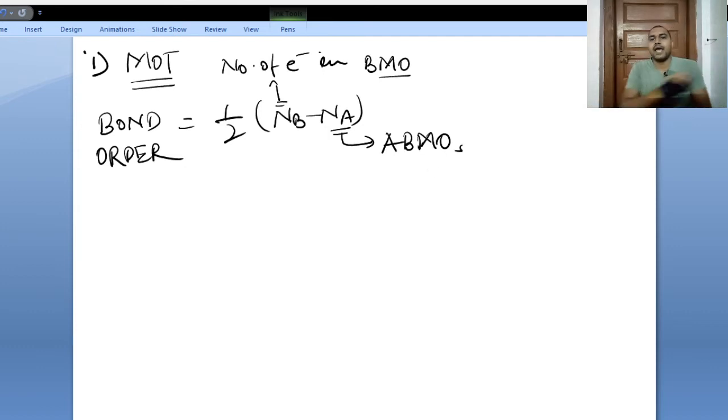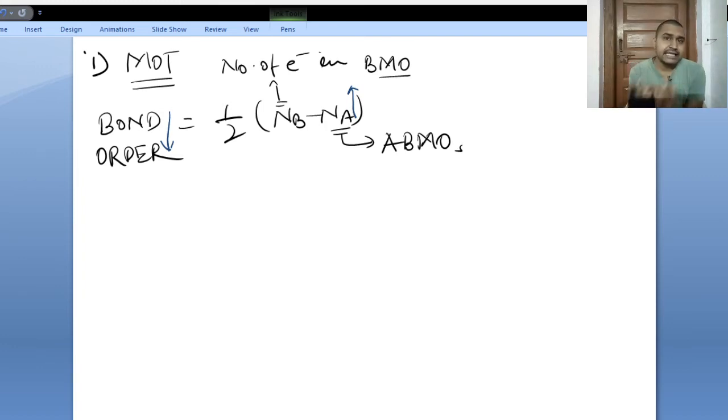orbital ABMO, right? So as you can see, when the number of electrons in anti-bonding molecular orbitals is increasing, then your bond order is decreasing, and whenever your bond order decreases, your bond strength will decrease and finally your bond will break. So this is the help of MOT.